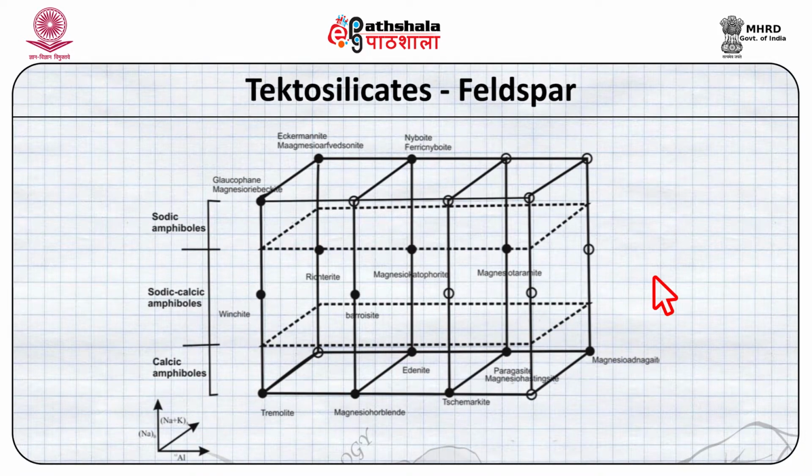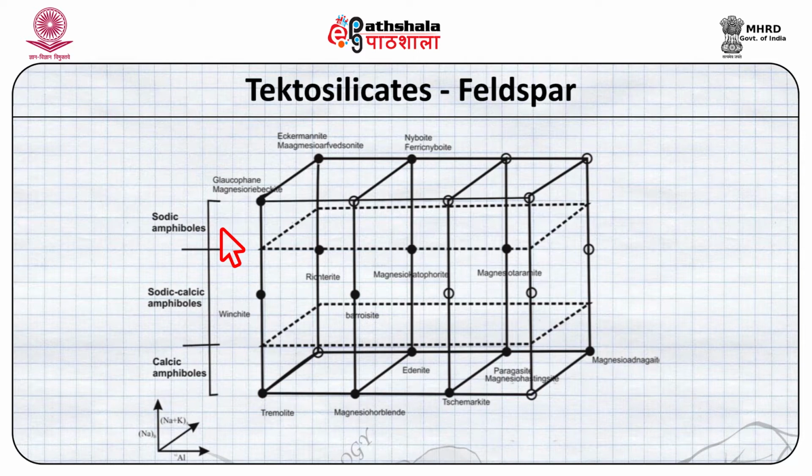explained in a diagram which is seen here. In this diagram, you see a generalized classification of amphiboles, which is a 3-axis classification. Now, in these 3 axes, one axis is aluminum, the other axis is sodium, and the third axis is sodium plus potassium. And you see that there are many variants of amphiboles present.